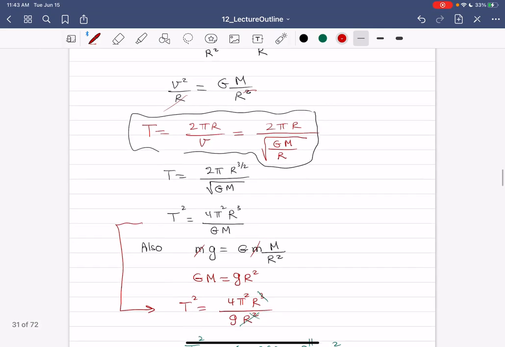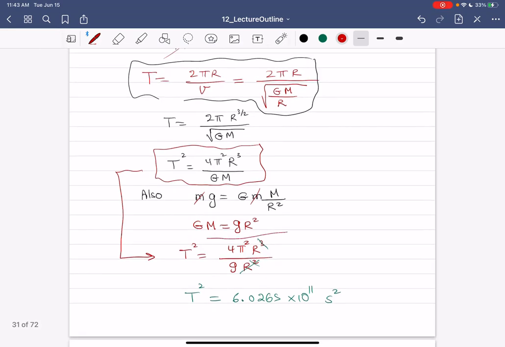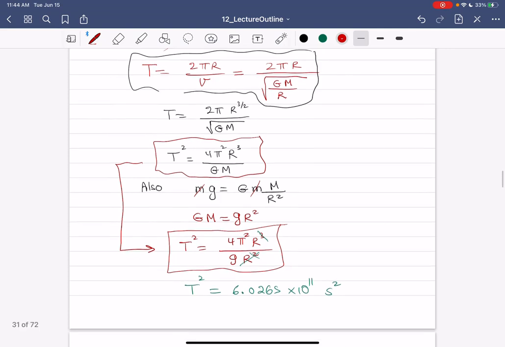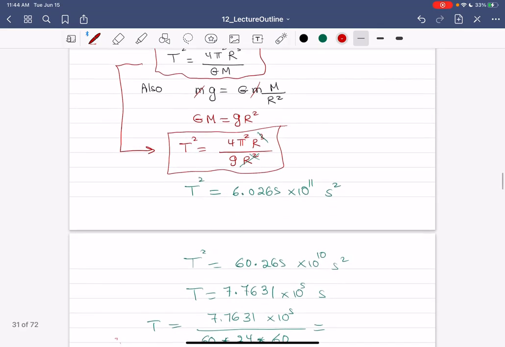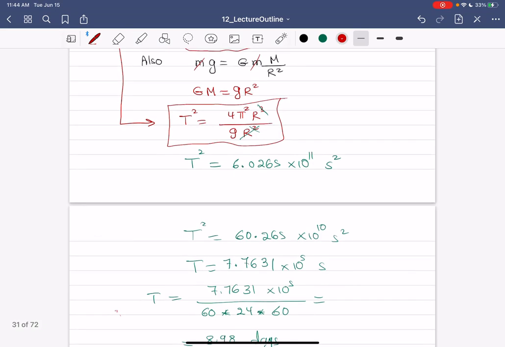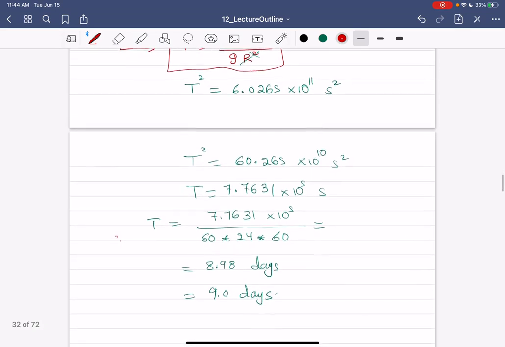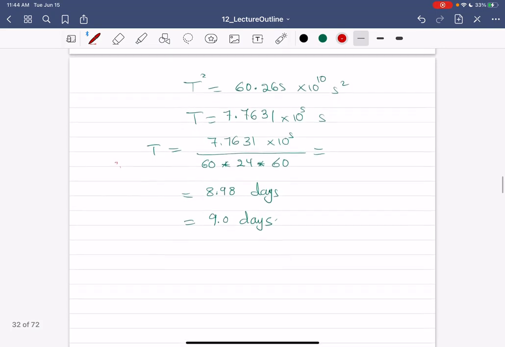Okay, and finally, I can find the period as this. This is all my derivation. And finally, this is the one that I'm going to use, where T squared is going to be 4 pi squared times r cubed divided by g r squared. And I did calculate this in seconds, of course. And then finally, you can convert this into days, and it's going to be 9 days.